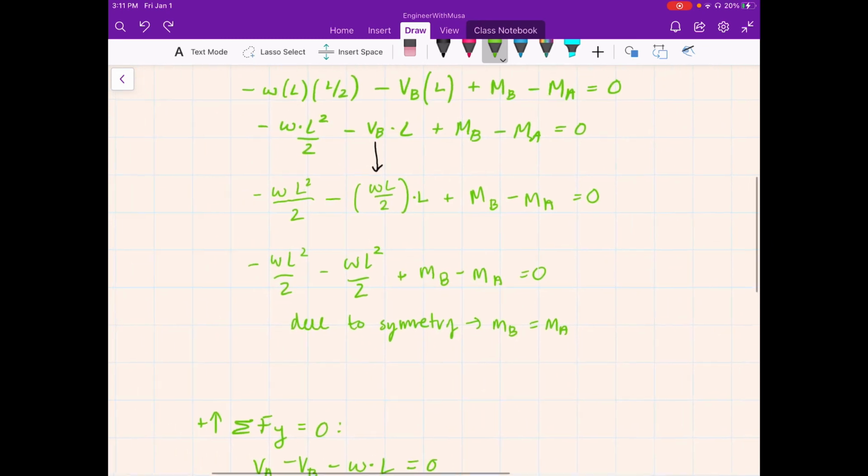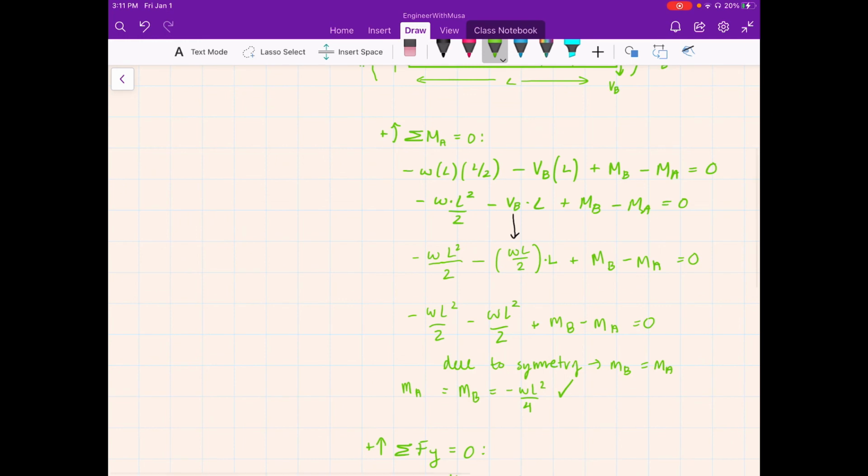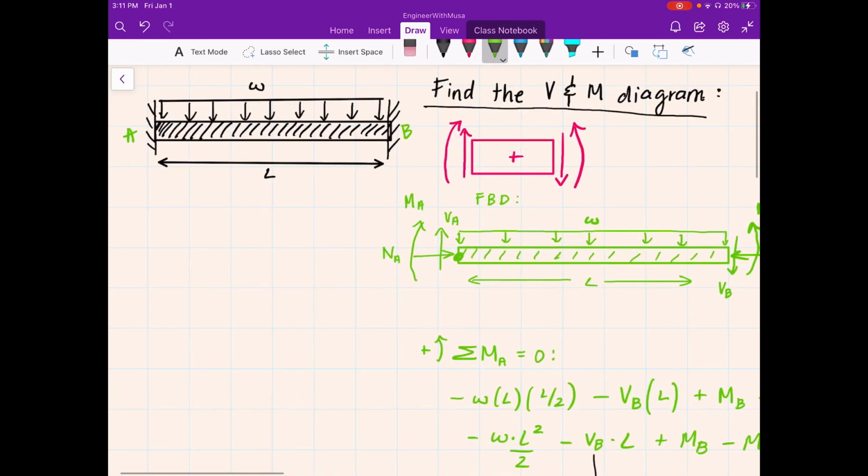So now we go back to the calculation and say MB is equal to minus omega L squared over 4, and that's going to be the same case for MA. So now we can go and draw our 3D body diagram. Excuse me, not 3D body diagram. We can draw our shear moment diagram. And that will look something like this.